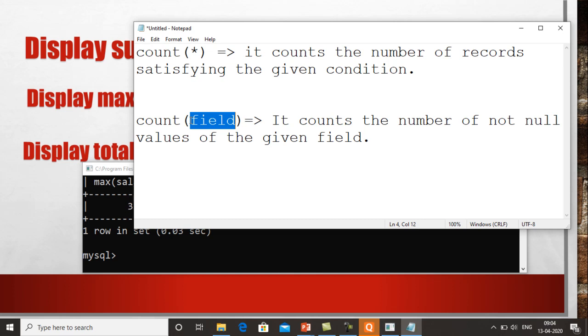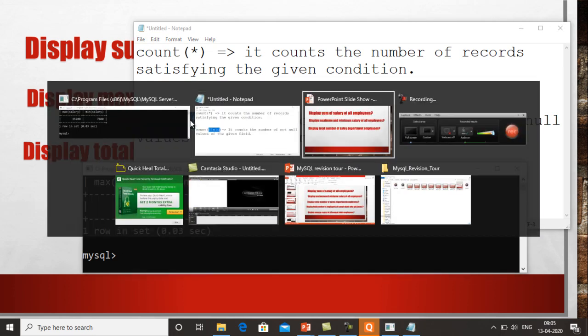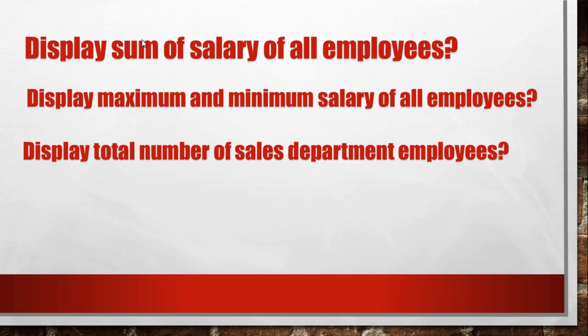So suppose we have given a particular field name, then it counts all the cells present in that field which contain some value. If the field is empty, then it will not count it. Or you can say that if the field is null, then it will not count that particular field. We will also look at some examples for it. Now the first question right now which we have to do is, it is written that you have to find the total number of sales department employees.